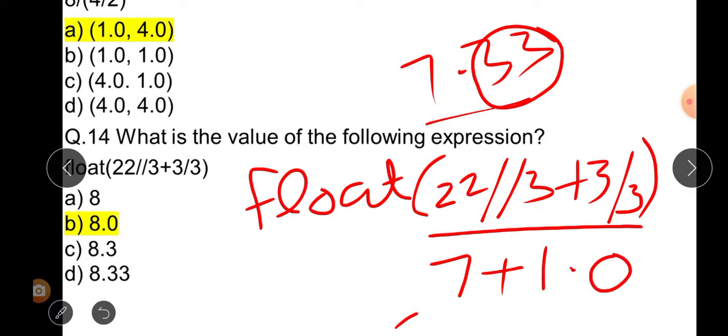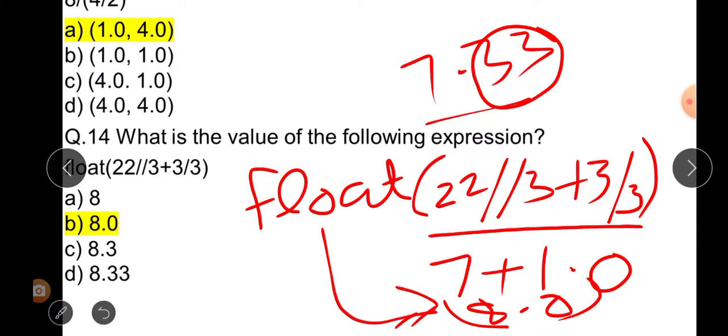As we know, when the division operator is used, the answer is always a float value. Okay, and when we add an integer and a float value, the answer is again a float value, so our answer is 8.0. Now 8.0 is again converted to a float value. It is already a float value, so the answer is 8.0. That means B is the correct answer.